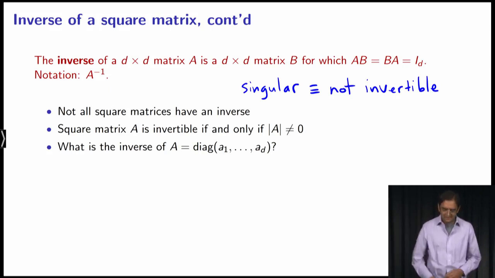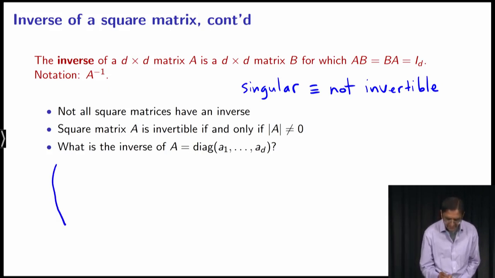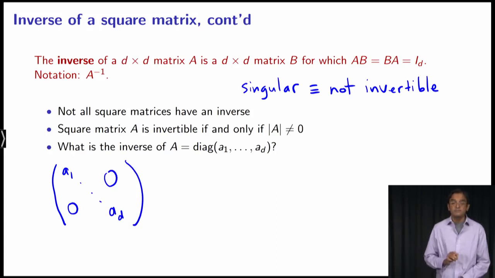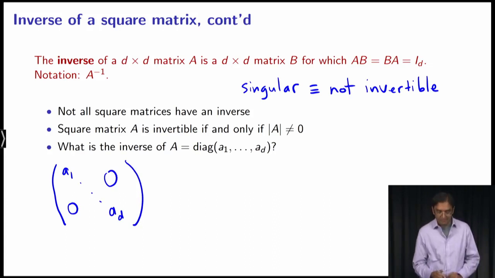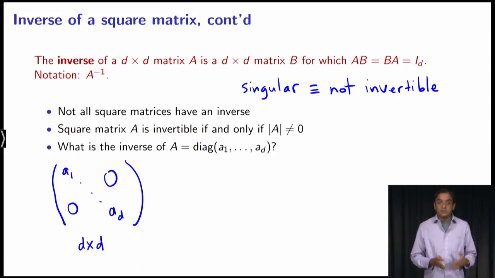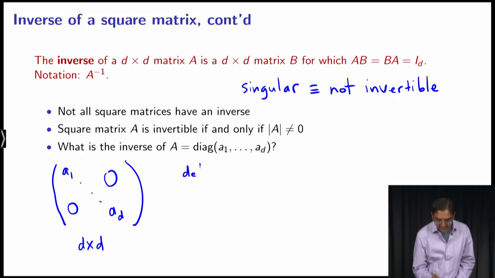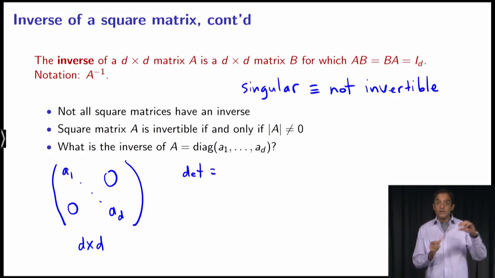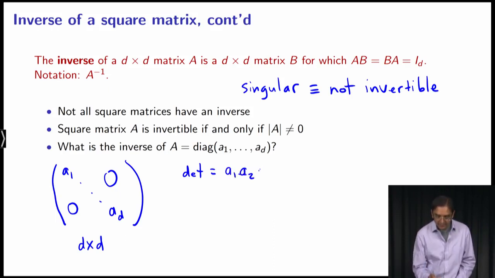What is its inverse? Okay, so we have a diagonal matrix, A1 to AD. If you remember the notation, it means that this is the matrix we're talking about. All the entries off the diagonal are 0. It's a D by D matrix. First of all, can a matrix like this ever be singular, non-invertible? Yes, it can. Okay, so if you recall, the determinant of a matrix like this is just the product of all the diagonal entries. So it's A1 times A2 all the way to AD.